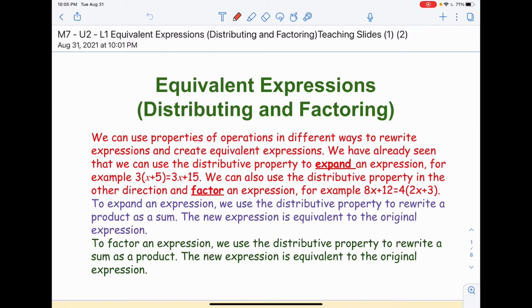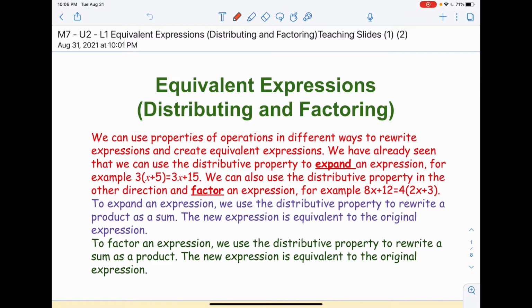Hi students! Today's lesson is equivalent expressions, including distributing and factoring. We can use properties of operations in different ways to rewrite expressions and create equivalent expressions. We have already seen that we can use a distributive property to expand an expression. For example, 3 times x plus 5 is equal to 3x plus 15.